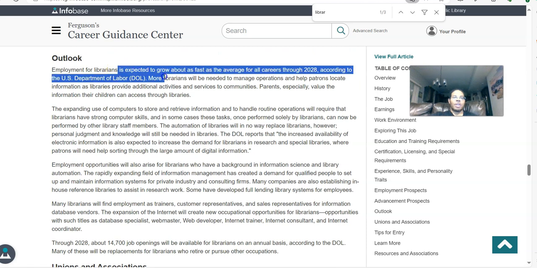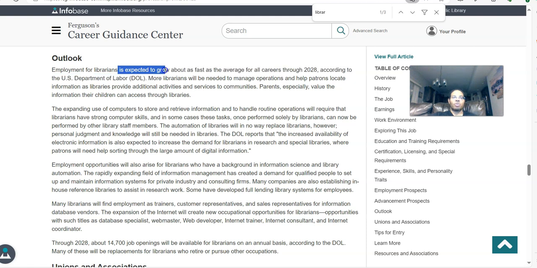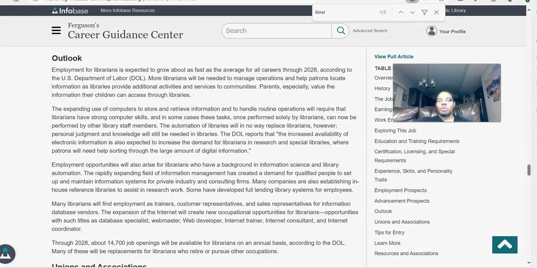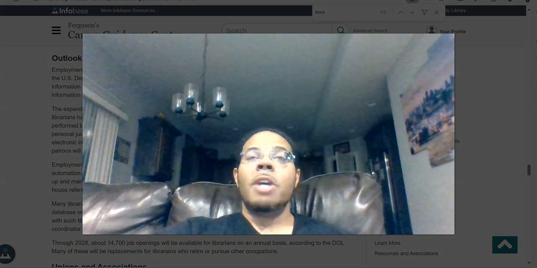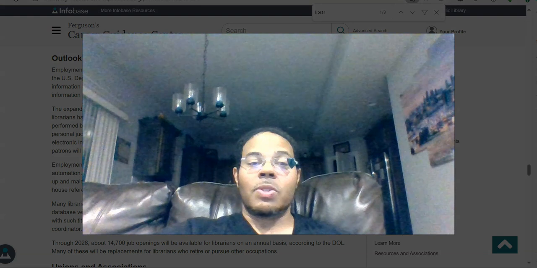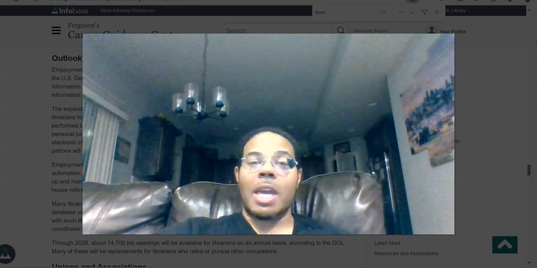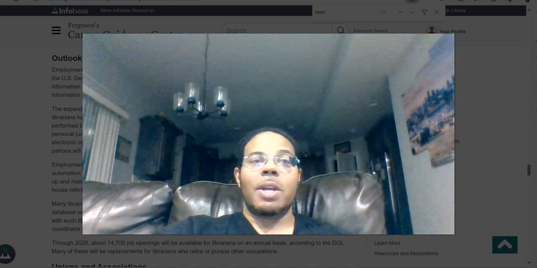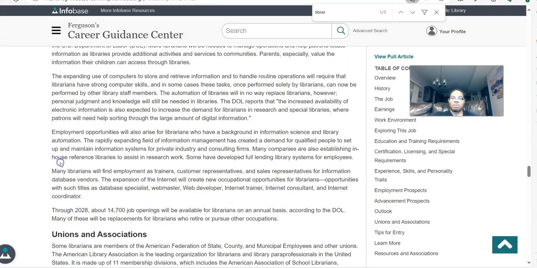And employment for librarians is expected to grow about as fast as average for all careers through 2028, according to the U.S. Department of Labor. So that is good news, and I guarantee you the people who told me not to go into librarianship because librarians are going to die, they did not look at this information first. They were just basing it off, oh, I don't go to libraries, so libraries must be irrelevant. You have to watch out for people like that.